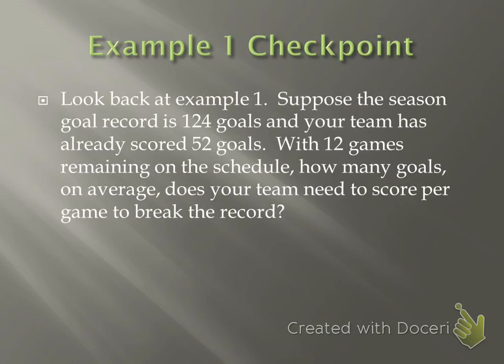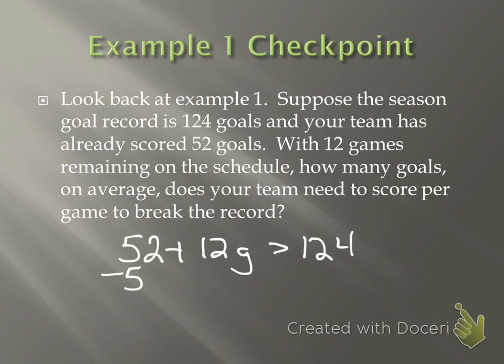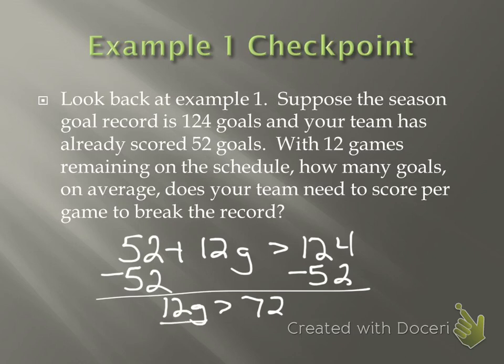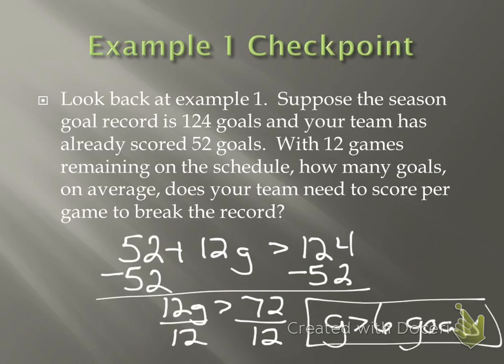What's my inequality? The whole thing: 52 plus 12g is greater than 124. Good job. Then I subtract 52. 12g is greater than 72, and you divide both sides by 12 and get g is greater than 6 goals. Couldn't have said it better myself. g is greater than 6 goals. Raise your hand if you got it. Good job, guys.